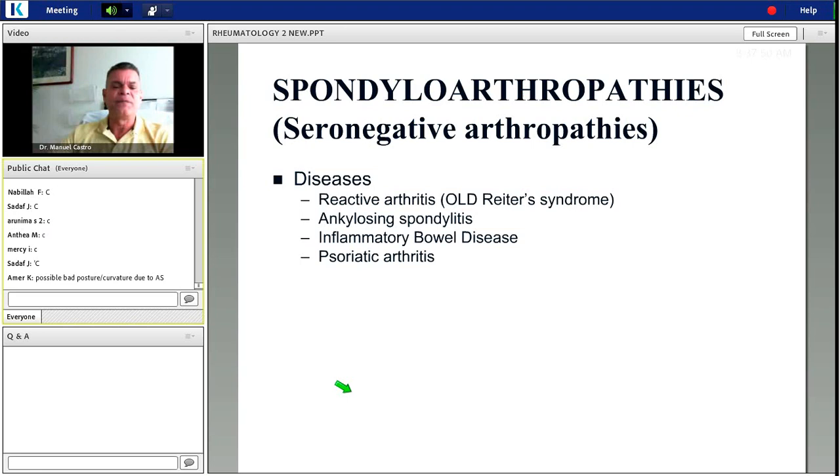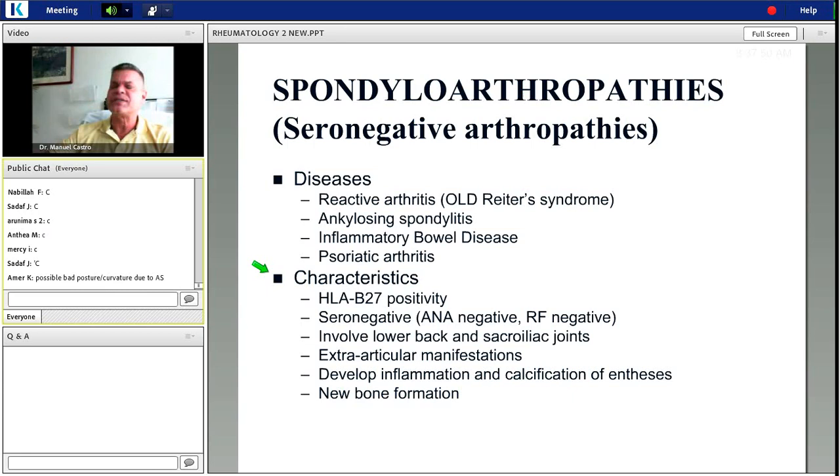What are the general characteristics of spondyloarthropathies? Well, they'll have HLA-B27 positivity. They're going to have seronegativity for ANA and rheumatoid factor. They can involve the lower back and the sacroiliac joints, very common. And they'll have extra-articular manifestations, most of them, right? When we talk about each one of the extra-articular manifestations, we're going to talk about every single one of them after we come from the break. They develop inflammation and calcification of the enthesis, so they'll develop enthesitis, and then they can actually have new bone formation in these patients.